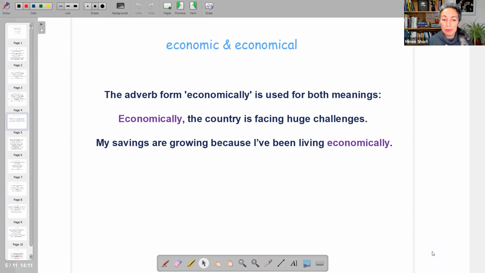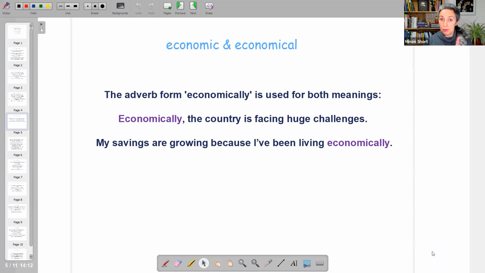So let's have two examples. Economically, that's the first meaning, related to the economy of a country. The country is facing huge challenges. Second example, related to not costing very much. My savings are growing because I've been living economically. Also for pronunciation, notice that it is not "economically" with an "cali" ending. Many of you make this mistake of pronouncing C-A-L-L-Y as "cali". It's "cli", economically. Right? So bear that in mind because it's important for the other words as well.